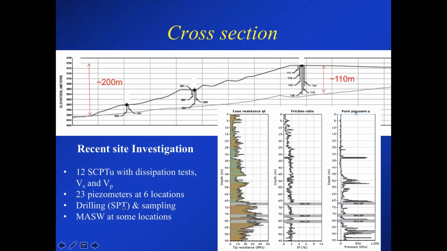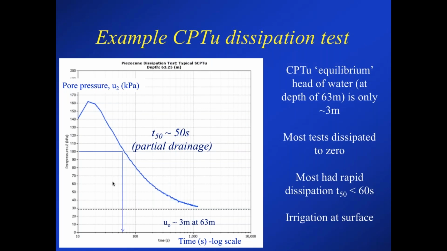They also did some drilling, some SPT, and some sampling, tried to get undisturbed samples as well as bulk samples, and they also did a bit of MASW at some locations, mostly near the toe regions, but there was some confirmation of the shear wave velocities.